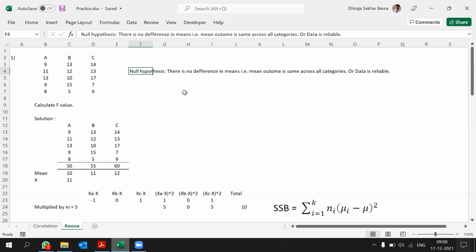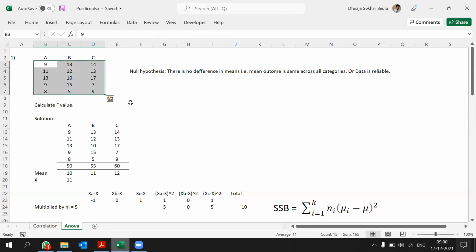Now, how do we decide whether we are rejecting the null hypothesis or failing to reject it? Sorry, we don't say accept any time, my bad. We'll decide after we solve the question. So here is the series given: A, B, C. The values are provided: 9, 13, 14, 11, 12, 13, and so on. The question says to calculate the F value and check the reliability of the data. The question will say like that.